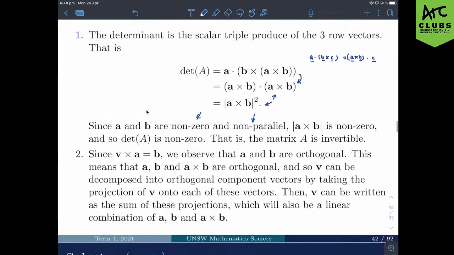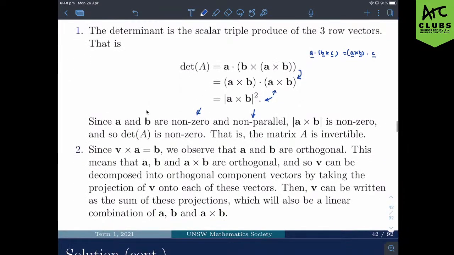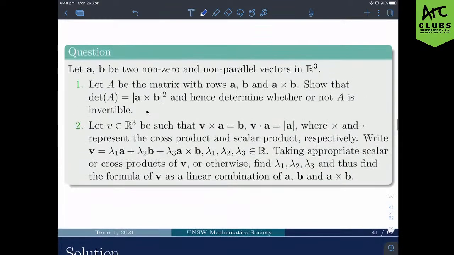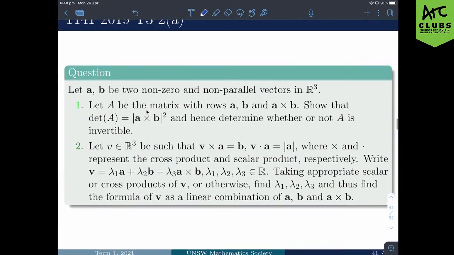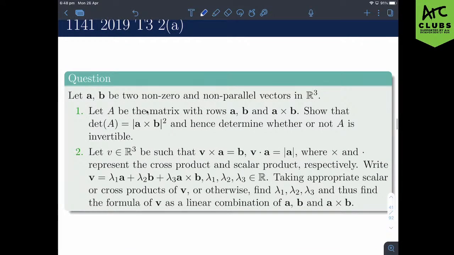So that's nice. Now to the next question, which I think might be a bit more challenging. The previous question would be challenging as well if you just didn't know the result. But the next question I find is a bit of a mental exercise.